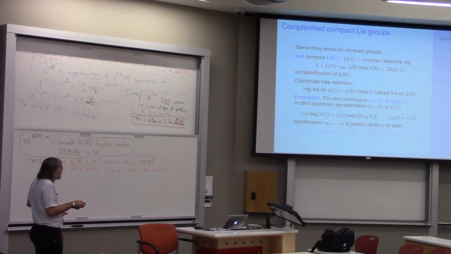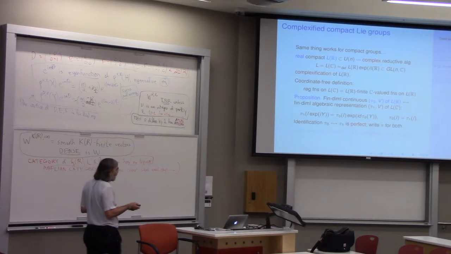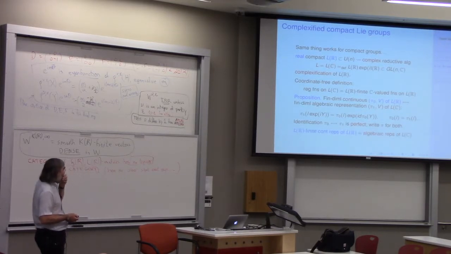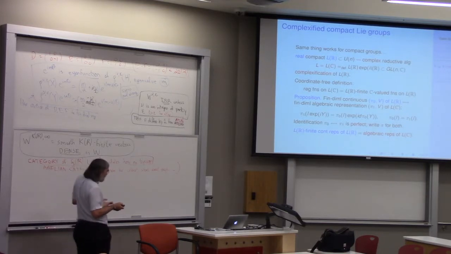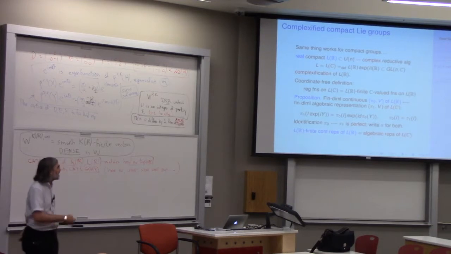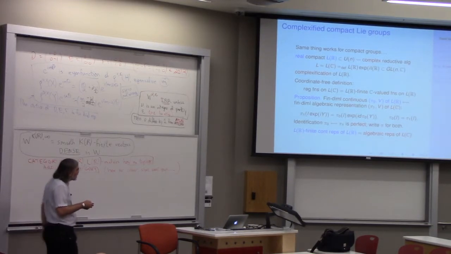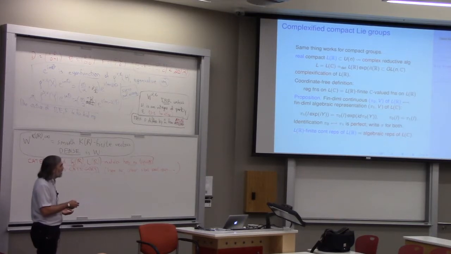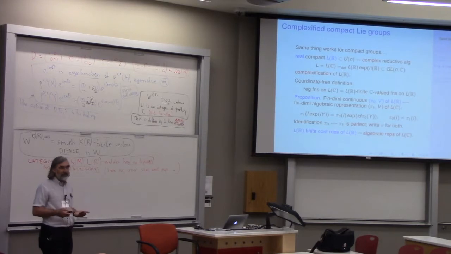Again, this identification between pi naught and pi 1 is just perfect. So I'll just write the same letter for both of them. If you move into the world of infinite dimensional representations, the statement is that locally finite representations for this compact group are exactly the same thing as algebraic representations of the algebraic group.